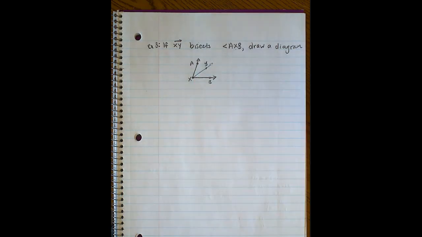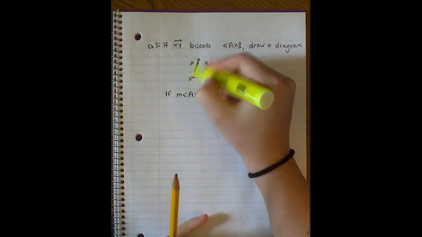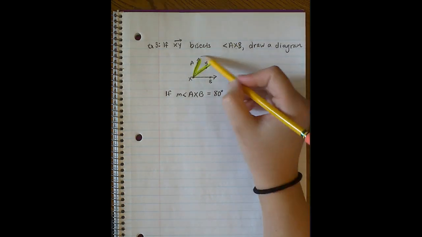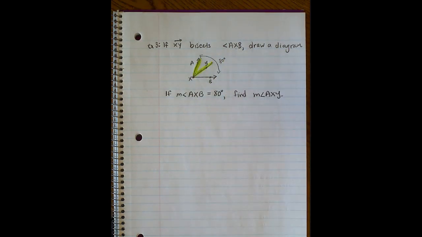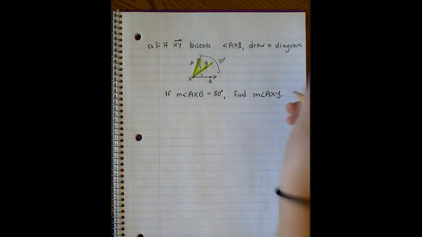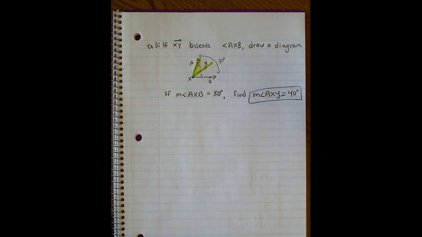So now I'm going to give you some information about this diagram so that you can solve for the missing value. If the measure of angle AXB equals 80 degrees, find the measure of angle AXY. So we're trying to solve for this angle here, AXY, right? And we know that AXB, the entire thing here, is 80 degrees. So again, if this is a bisector, it cuts it into two equal parts, which means that each of those smaller angles must be 40 degrees. Not so bad. Let's try it with algebra.